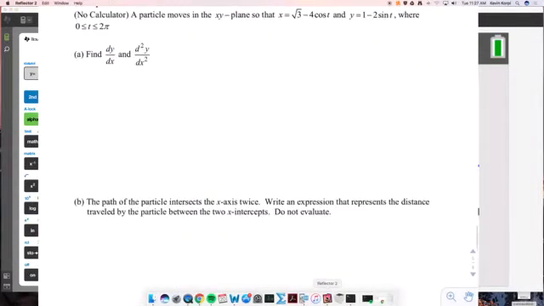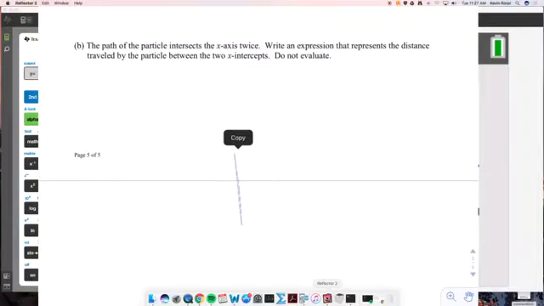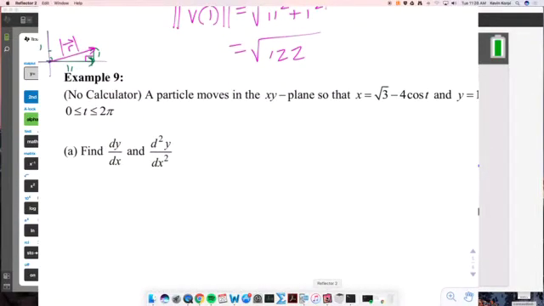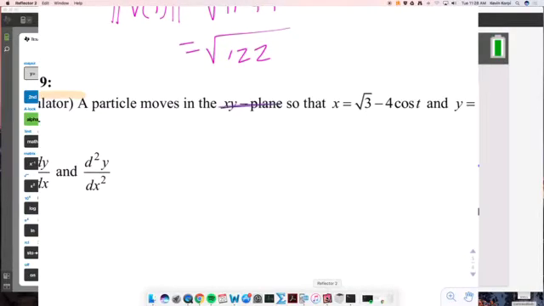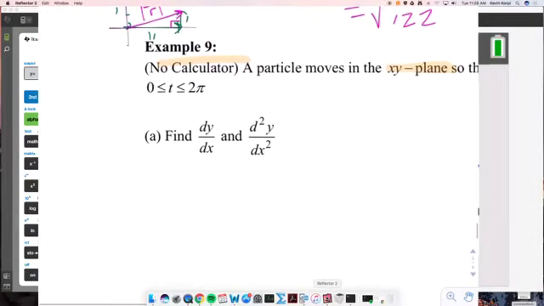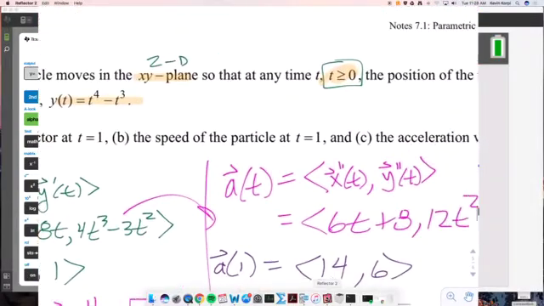All right, let's see if we can squeeze one more in before we take a stand, and that might conclude the whole lesson. All right, no calculator again. There we go. A particle moves in the xy plane. There is your two-dimensional parametric/vector alert. So x is that and y is that, where we're going from 0 to 2 pi.